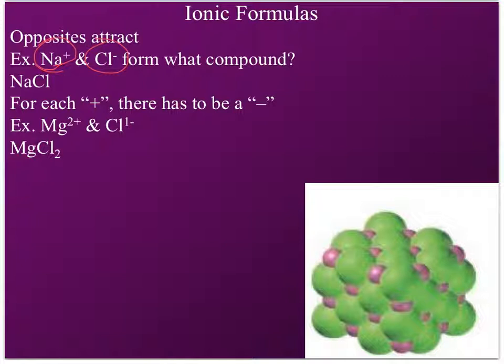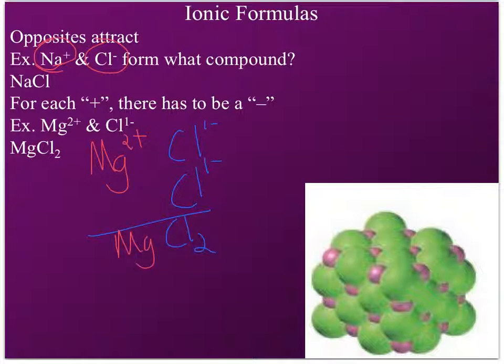Let's look at the next example, Mg2+ and Cl-. Mg has a 2+ charge and Cl has a 1- charge. If we have one of each, the positives are not going to cancel out the negatives, so we need another Cl-. It would look something like this: 1 Mg and 2 Cl.